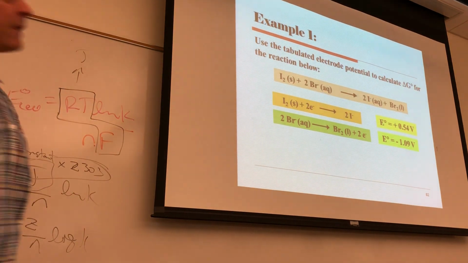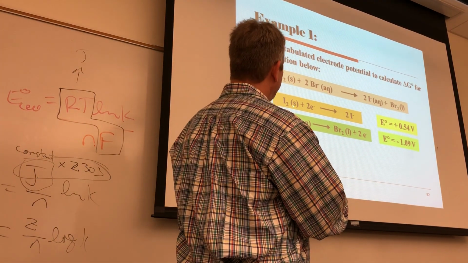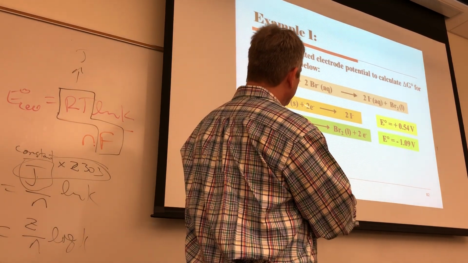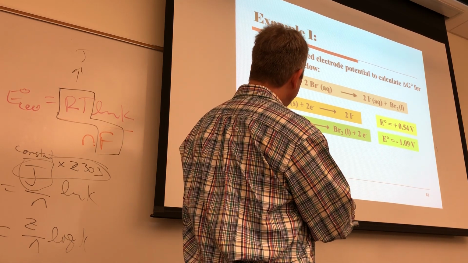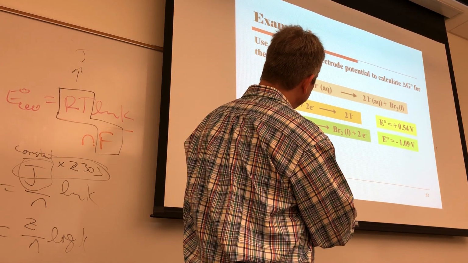So if I do that, I look at this and I say I2's on the right side there, right? So it's being reduced. Br is being what?